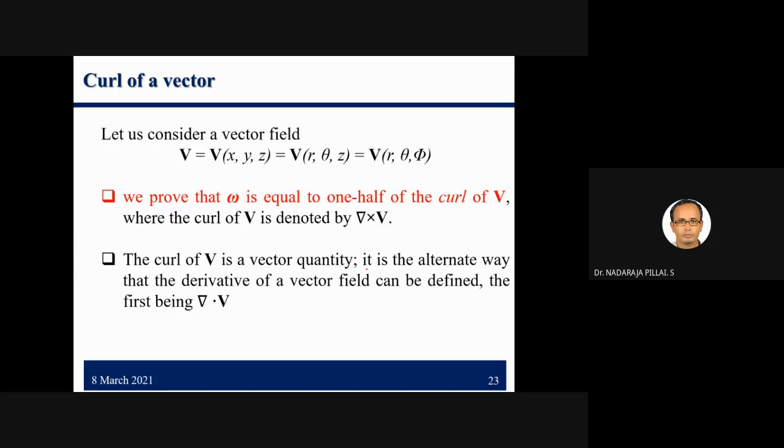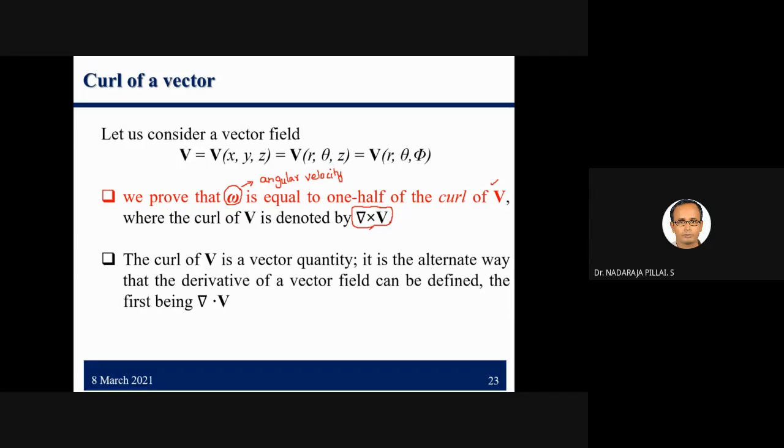So here the curl, say the omega, right? We consider here the omega is equal to 1/2 of the curl, right? What is omega? Omega is actually the angular velocity. The angular velocity omega, right? So the omega can be represented by 1/2 of the curl of V, right? The curl can be usually denoted by del cross V. So we can represent nicely.